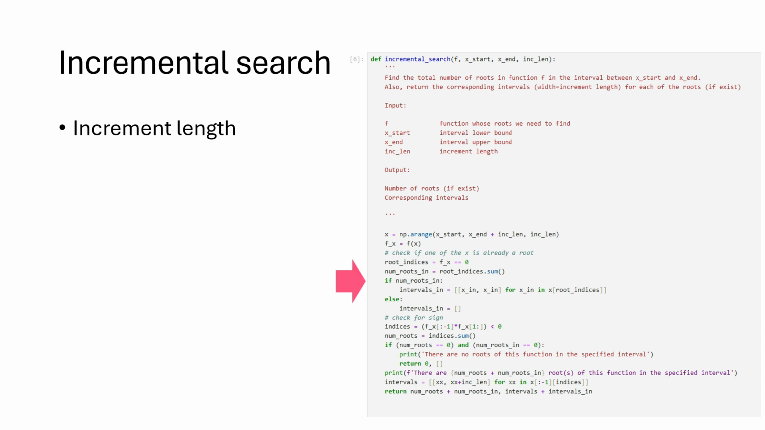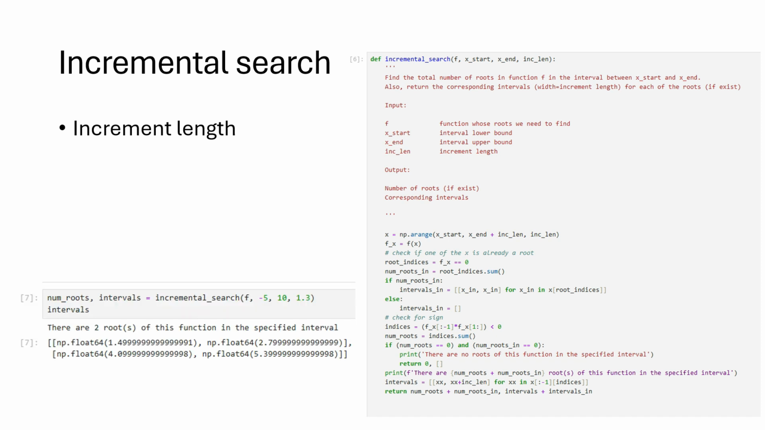Then we check if one of the values is already a root. If we are lucky and find some of the roots immediately, we store them in the intervals_in list. Then for the other remaining values, we use the product criterion between the two consecutive values to find the root interval. If we find more roots, we'll store the corresponding intervals and then output the total number of roots and the corresponding intervals after combining the results from the intervals_in list.